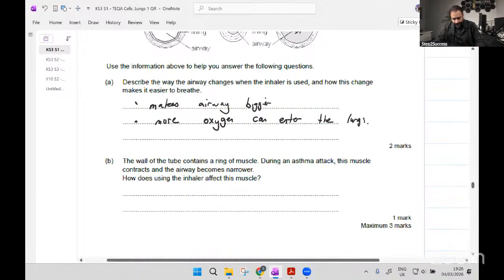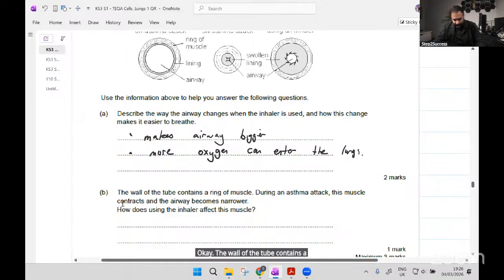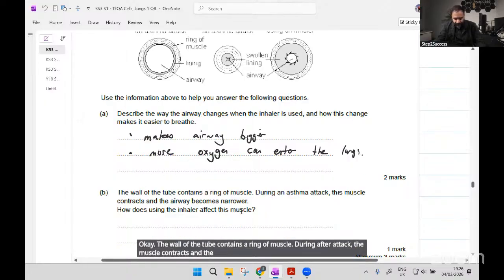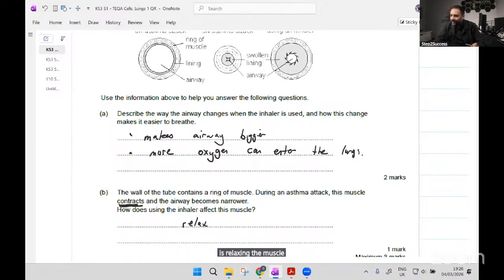The wall of the tube contains a ring of muscle. During an asthma attack, the muscle contracts and the airway can narrow. How does using the inhaler affect this muscle? It will relax the muscle, because the opposite of contracting a muscle is relaxing a muscle. That'll be the exact opposite.